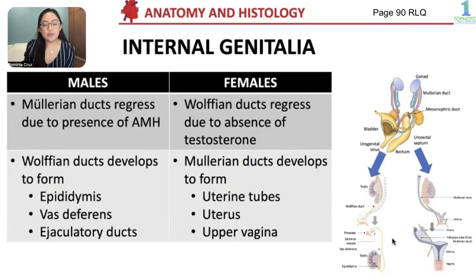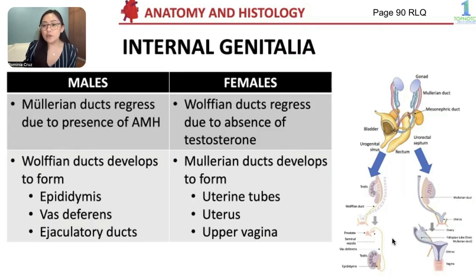So by the 8th week of gestation, the gonads would begin to differ grossly. Yung sa males, your Mullerian ducts would regress due to the presence of your MIS or your AMH, while in females, your Wolffian ducts would regress due to the absence of testosterone.